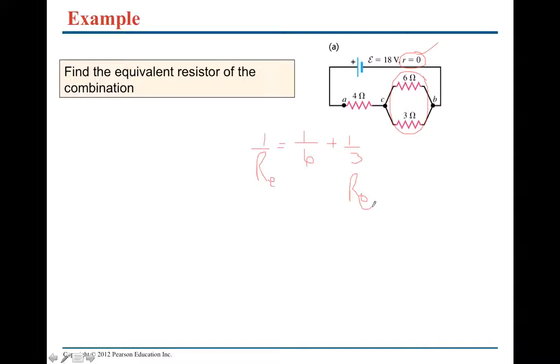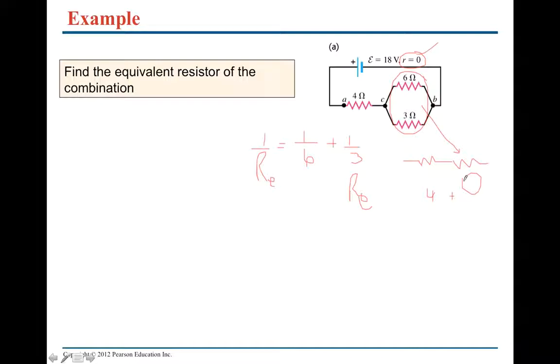That's 1 plus 2, so 3, and the inverse of that is 3 over 6, so it's 2. Then when you combine, you're going to have something like this, which is the combination of these two. And these are now in series, so it will be 4 plus this resistance plus this one, and that will give you the equivalent resistance.